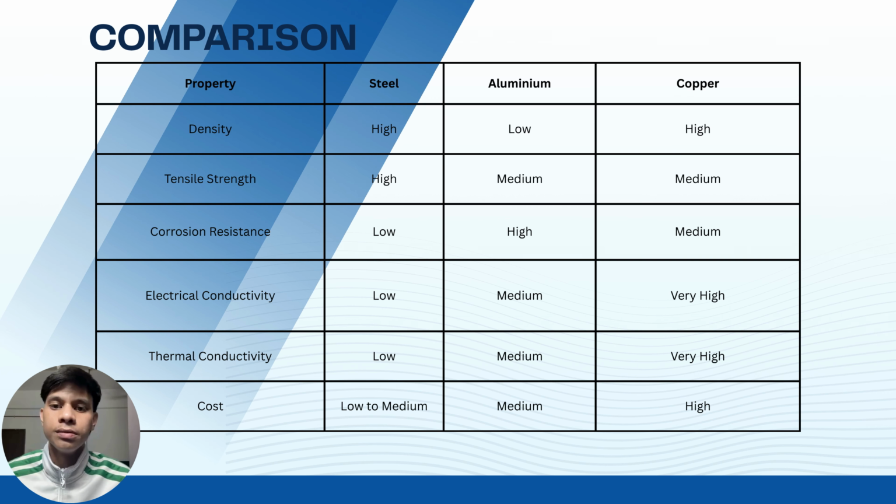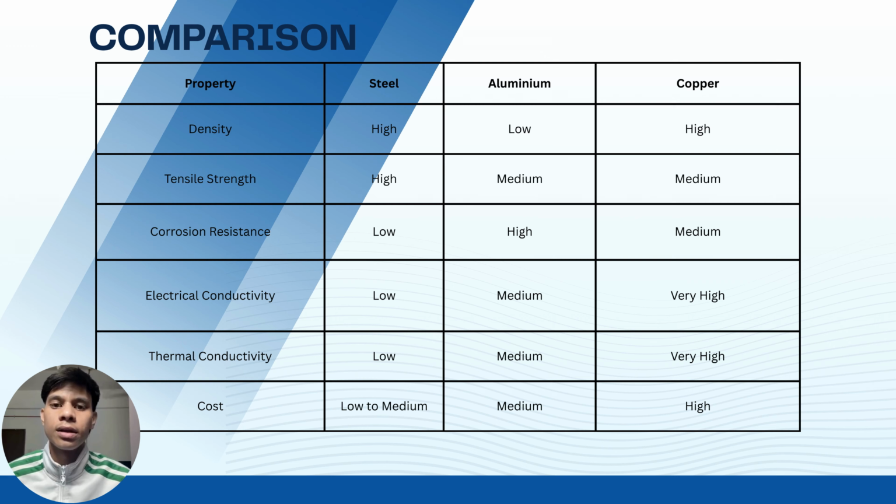For comparison, we clearly contrast the three main materials studied to highlight their unique strengths and weaknesses. To truly understand material selection, we need to compare how steel, aluminum, and copper stack up against each other across key properties. For density, if you need a heavy-duty structure, steel's high density provides the necessary mass and robustness. However, for applications where weight is the enemy, aluminium is the preferred choice due to its low density.